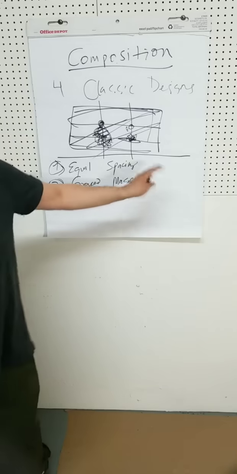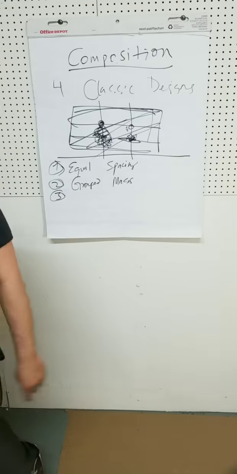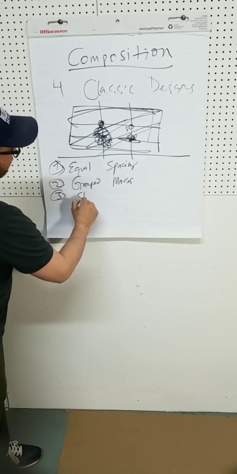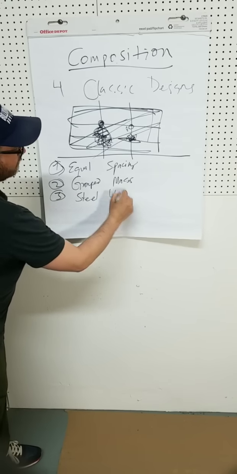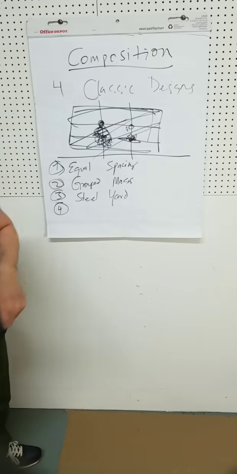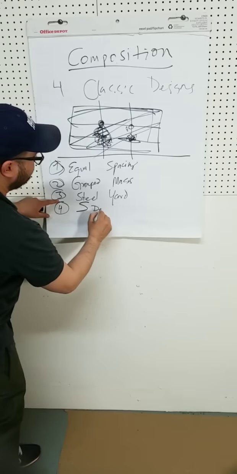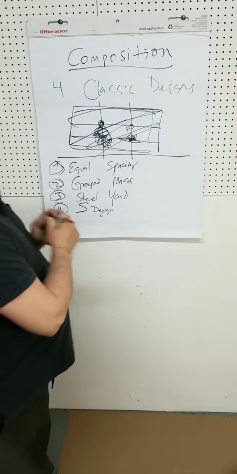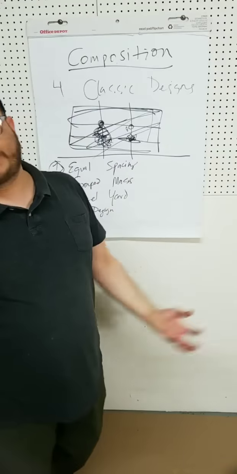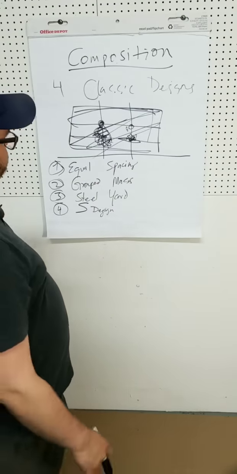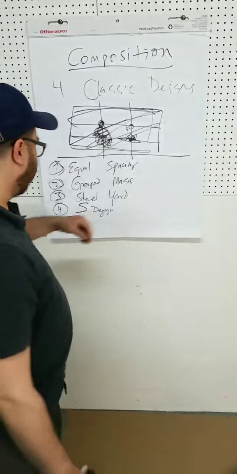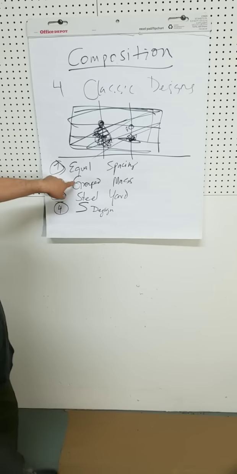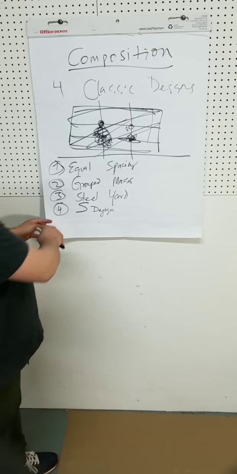The third one, and I'm going to show you each one, what each one does and how to attack it or approach it. I'm all about how to attack it. The third one's Steelyard. And then the fourth one is the S design. These four compositions really have been the core of my artistic design. So let's get started with the first one. You guys got them? Equal spacing, group mass, Steelyard, and S design.